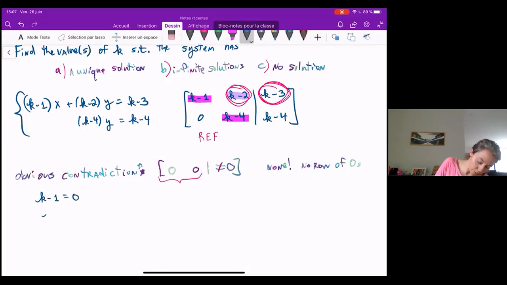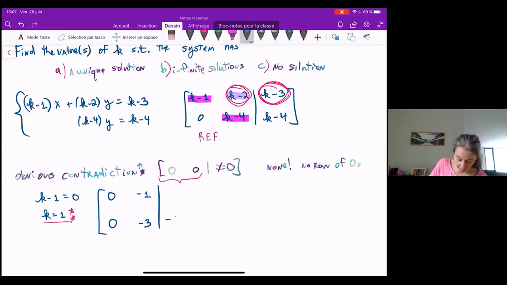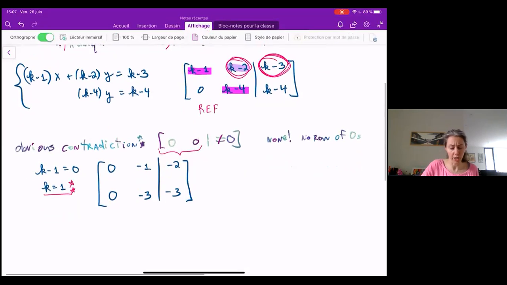So when does that equal 0? When k is equal to 1. So I'm going to plug in that value. That gives me a 0 here, a 0 here. 1 minus 2 is negative 1. 1 minus 4 is negative 3. So that's still a negative 3. And then 1 minus 3 is negative 2. Now that I've plugged in this value of k, this is actually not in REF.